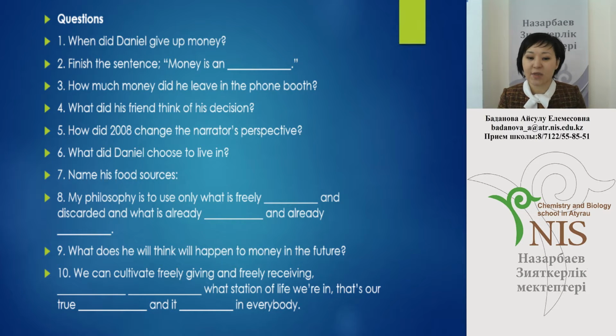Number 9: What does he think will happen to money in the future? So that is his projection, his anticipation. Probably one of the reasons also why he said no to money. Number 10: What can cultivate freely giving and freely receiving? No matter what station of life we're in, that's our true nature and it exists in everybody.